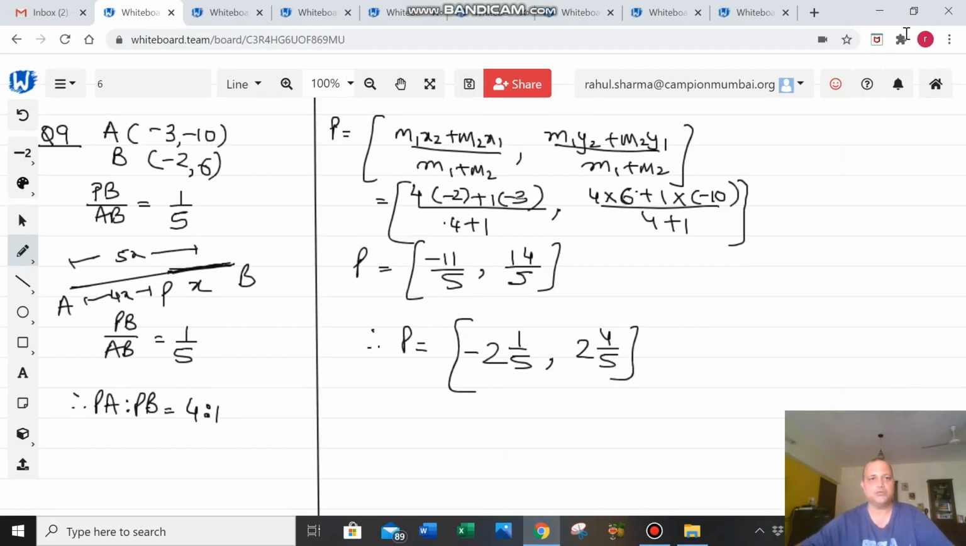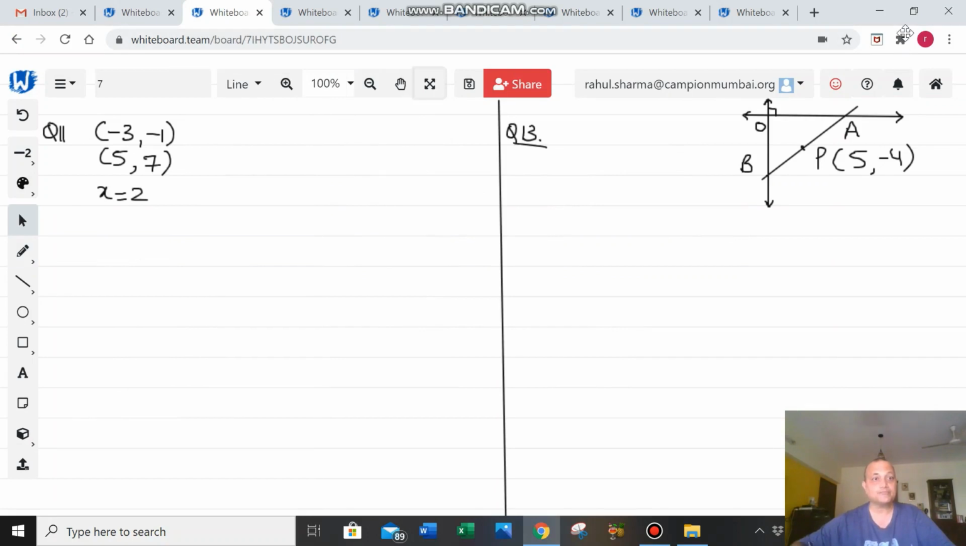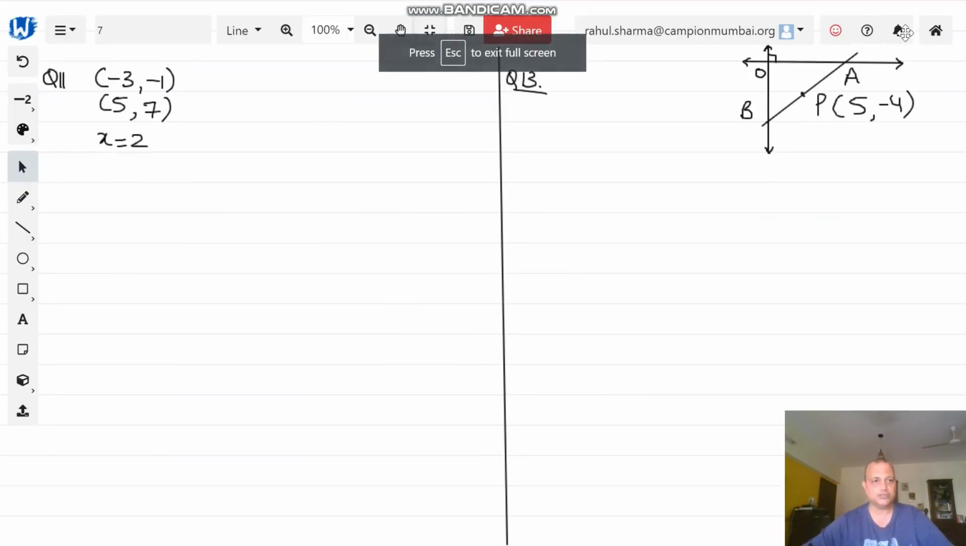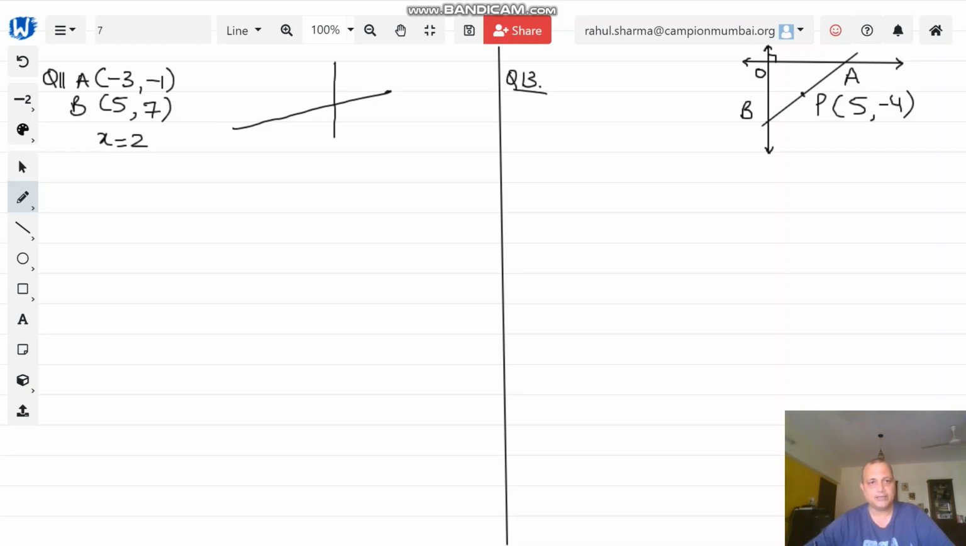The next question that we do is question number 11. Let's look at the question. Question number 11 says, calculate the ratio in which the line joining these points is divided by the line x is equal to 2. So the points are given. These are the 2 points. Let's name them A and B, and the dividing line is x is equal to 2. So if this is x is equal to 2, let the point of intersection be P.